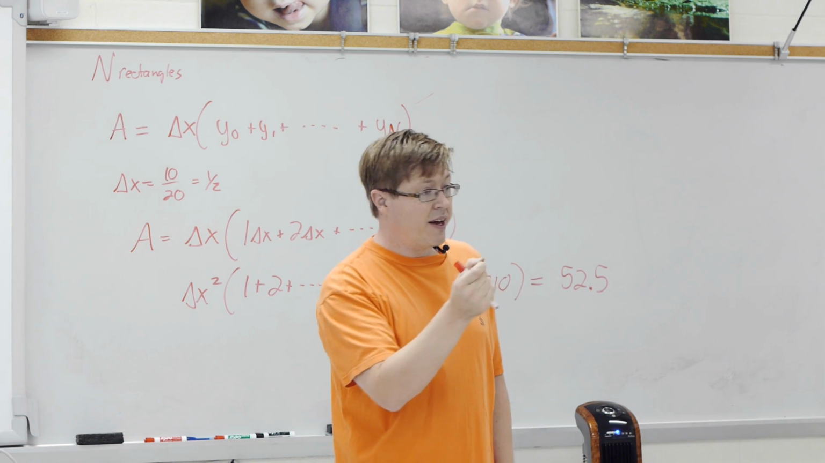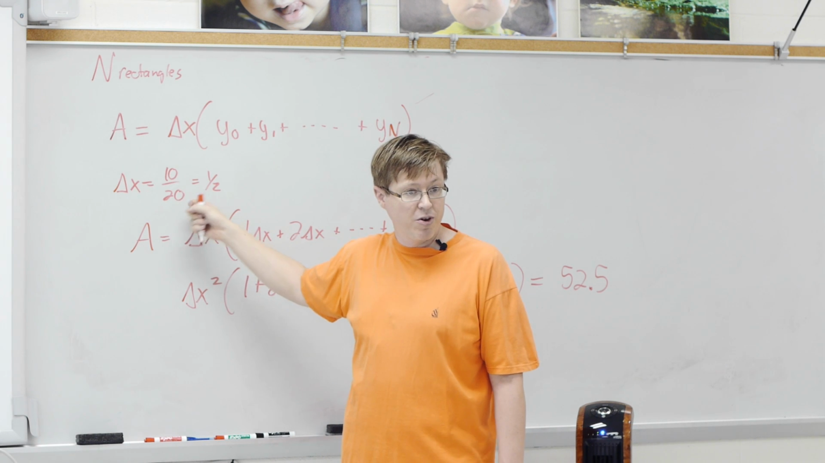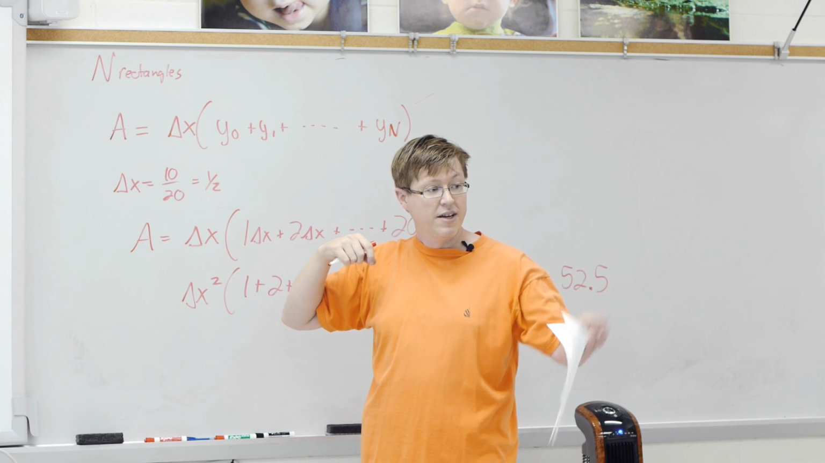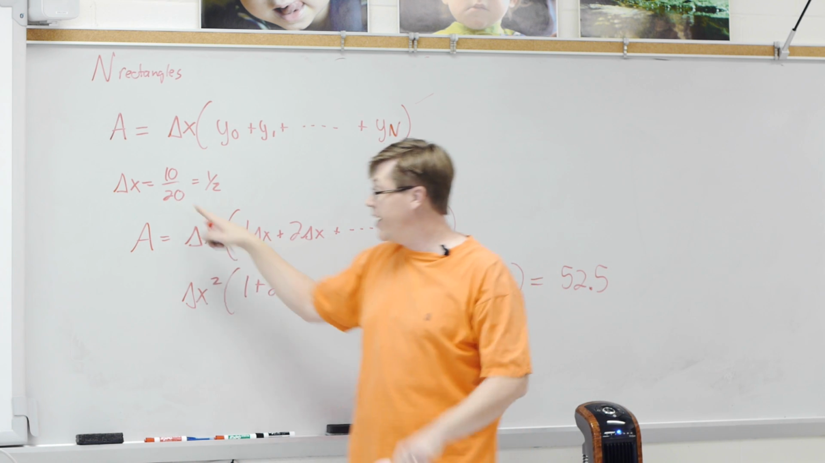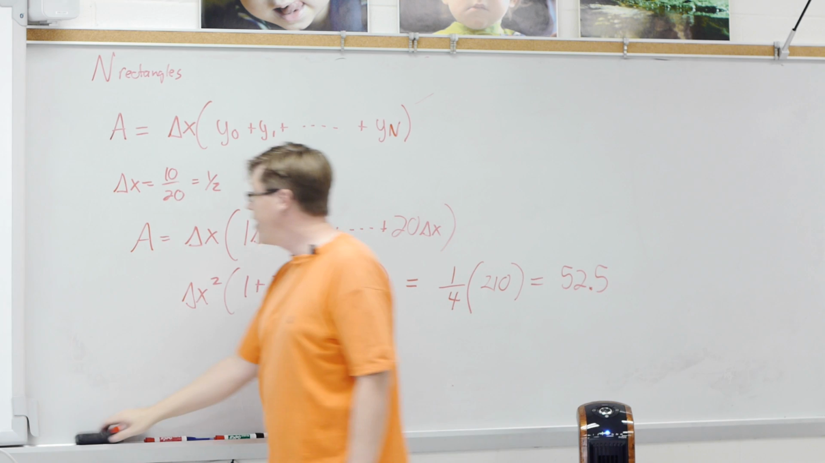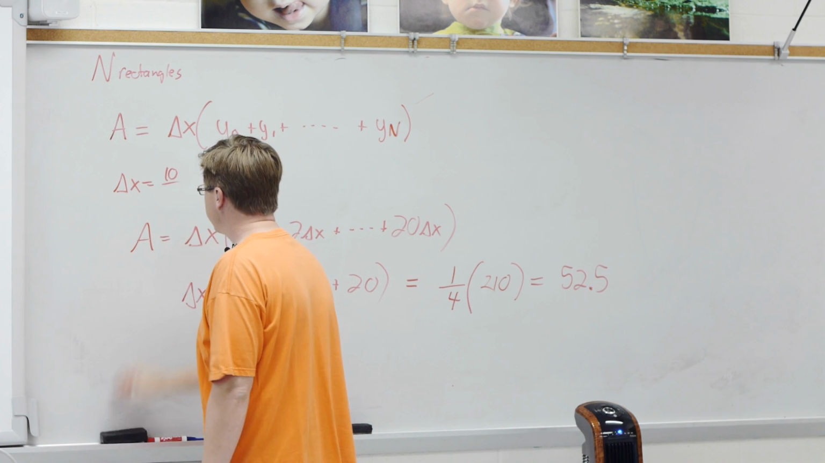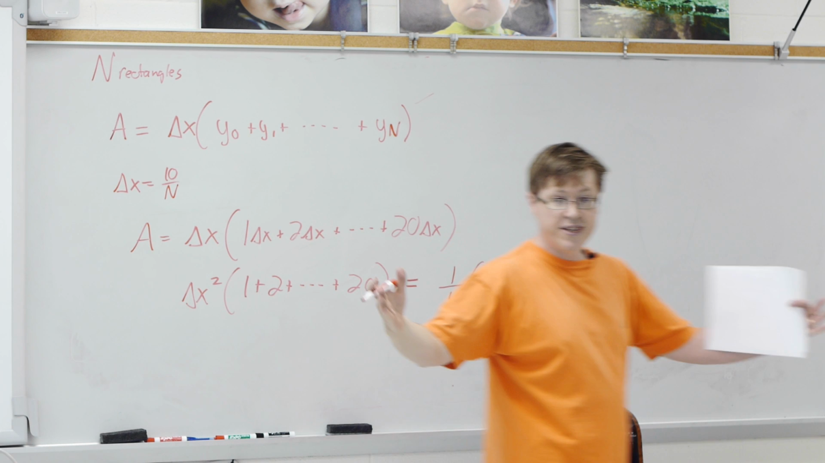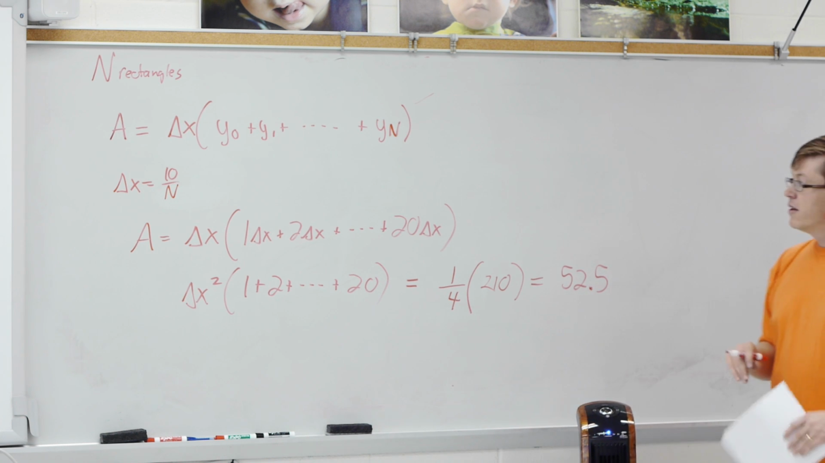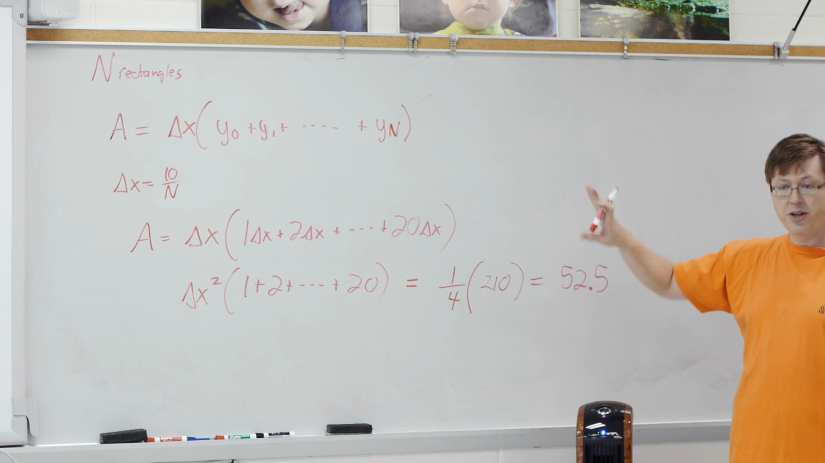Okay, but for a fixed n, delta x does approach 0, but for a fixed n, what is delta x? 10 over n. Right, because when I had 20 rectangles, it was 10 over 20. If I had 50 rectangles, 10 divided by 50. If I have n rectangles, delta x is the whole distance divided up into however many rectangles I have. Okay? Any questions on those two replacements?